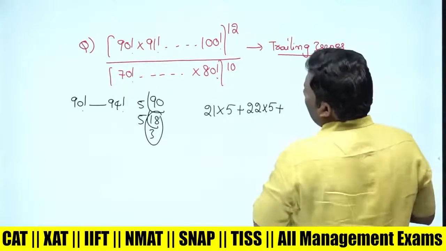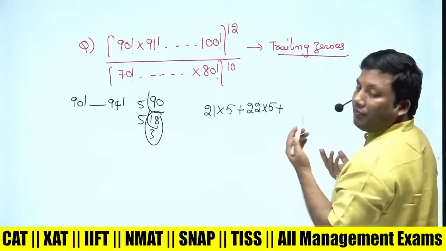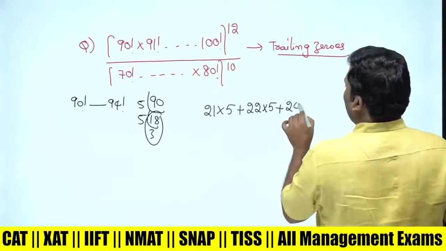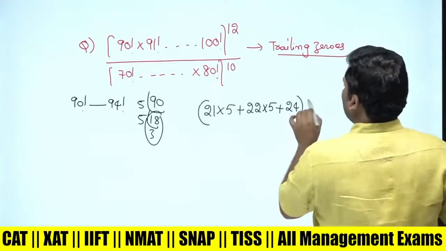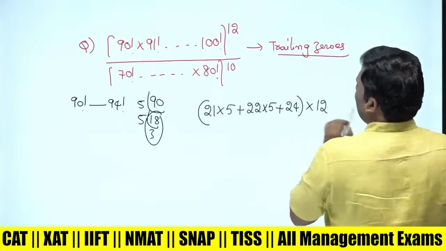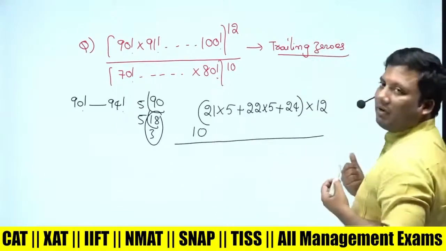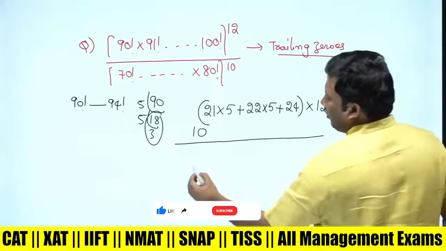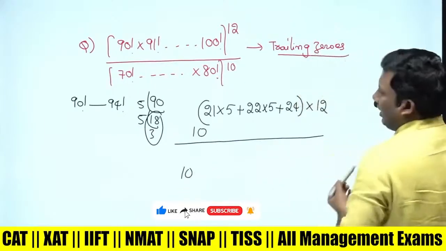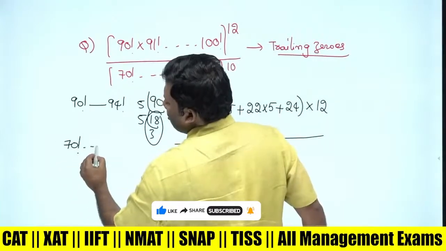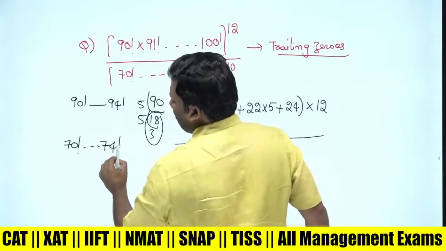Plus 100. 100 will be 25 into 4. Extra 24 will come. This is into 12. This is the number of zeros at the end. 10 power k will give you the number of zeros. Similarly, the next one. Most of the students will leave these questions, but actually they are very easy questions.